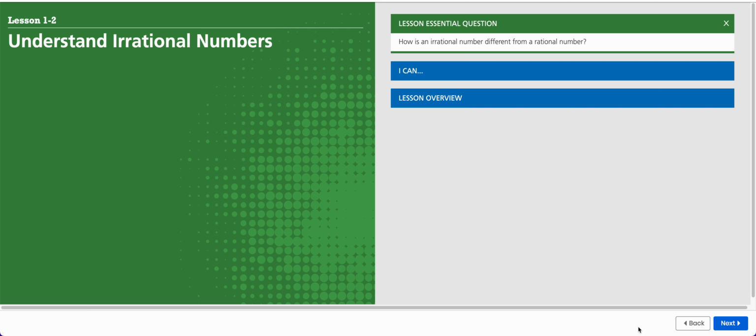Last week, we talked about rational numbers, and today we're going to talk about the difference between irrational and rational numbers. So that's our essential question. How is an irrational number different from a rational number? So what, first of all, is a rational number?